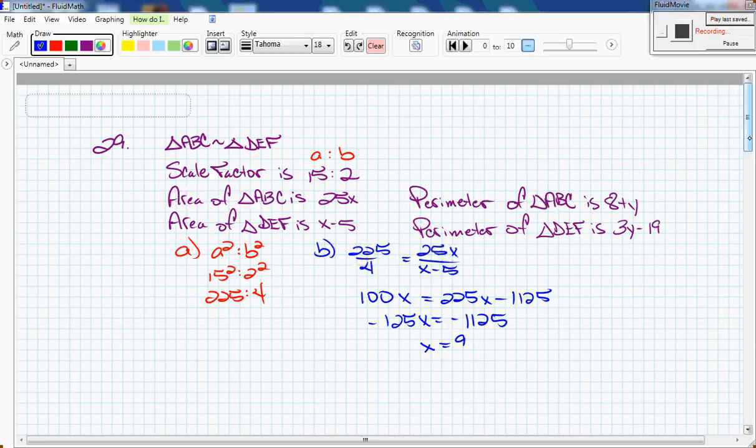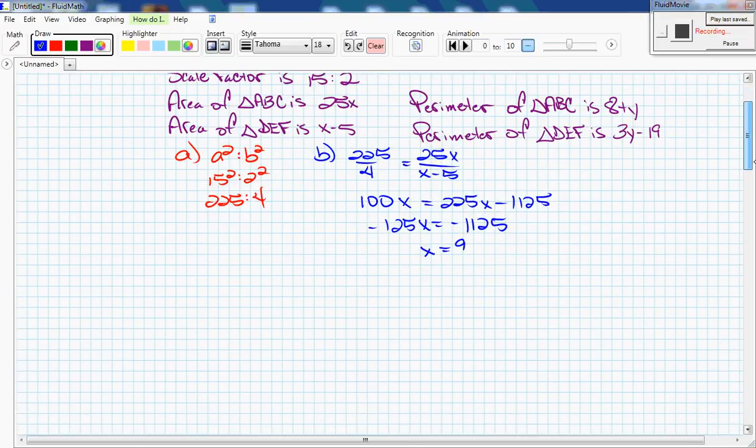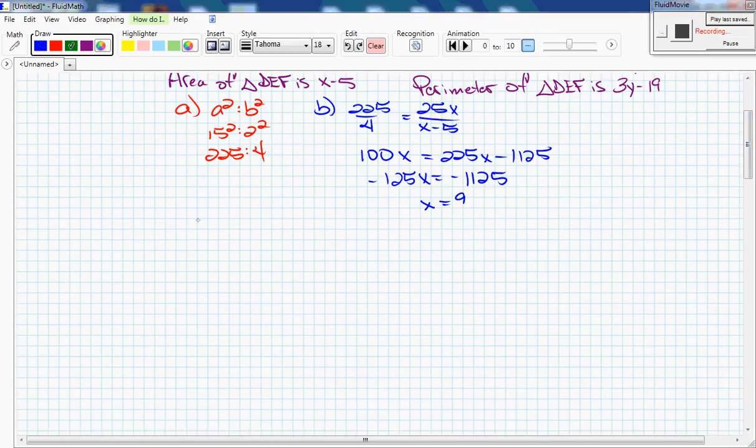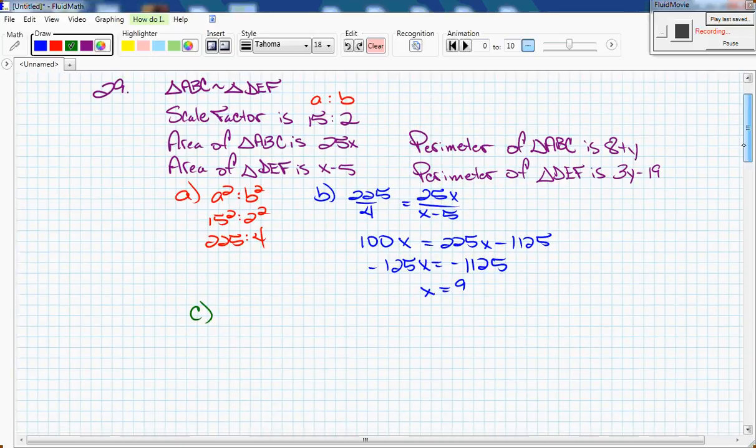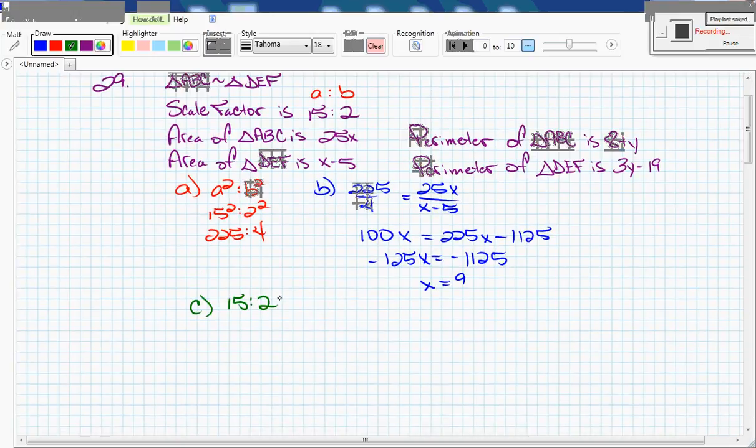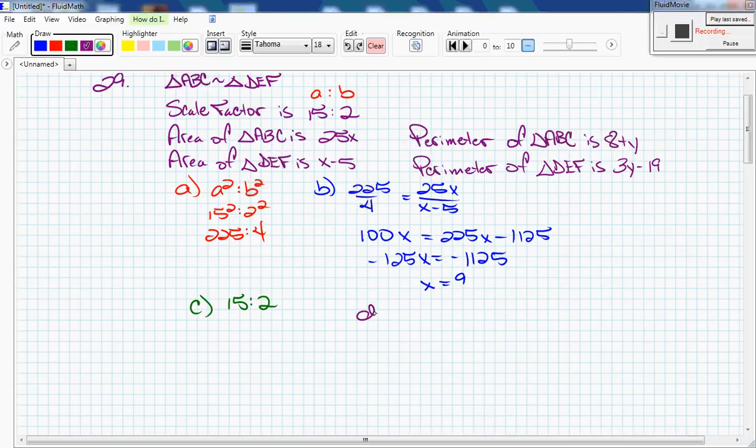Alright, so now we have A and B. We have to answer part C. So in part C, it says to use the scale factor to find the ratio of the perimeters. The ratio of their perimeters is identical to the scale factor or ratio of their sides, so it's 15 to 2. That's all you have to do for part C. So we move on to part D.